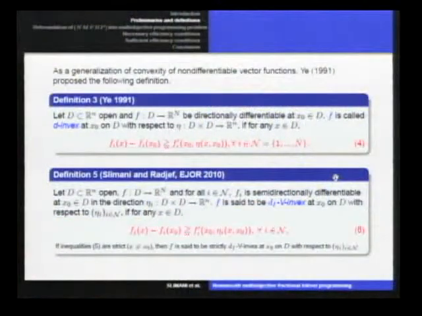Thus, by using this concept, we have introduced the so-called div-invex functions. If you have a vector function f such that every component is semi-directionally differentiable in its own direction, we say that f is div-invex at x0 on D with respect to eta I if relation 5 is satisfied. We remark that, compared with the condition of Ye, we have considered each component semi-directionally differentiable in its own direction instead of requiring the same direction.